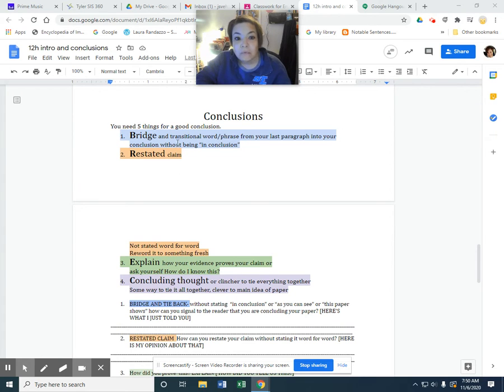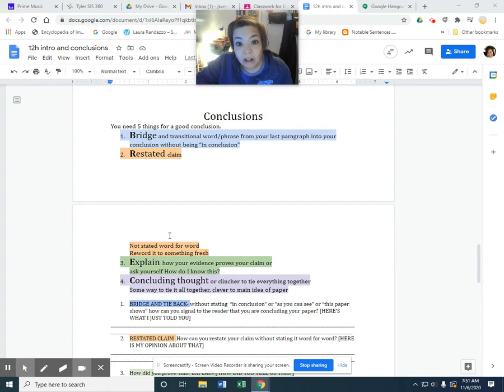So you start with the bridge. The bridge is like, okay, this was my last idea. I'm going to start talking to you about the conclusion now, without saying, in conclusion, this essay talked about, I wrote about Bad News Bears. Don't do that, okay? Then your restated claim. How do you say what you've already said without saying it exactly the same way? Okay, then you explain how your evidence proves your claim.